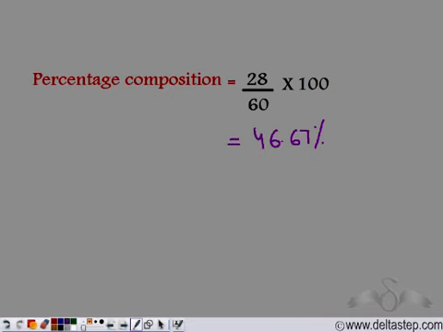So to calculate the percentage composition of any species, we calculate the gram molecular mass of that species in one molecule. We divide it by the gram molecular mass of the total compound and we multiply it by 100.